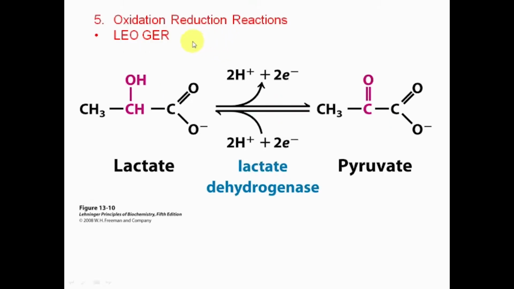So here's an oxidation reduction reaction. And I have a little mnemonic here just to refresh your memory on how oxidation reduction works. So Leo the lion says grr. Losing electrons is oxidation. Gaining electrons is reduction. So we could look at this reaction and we could predict if the forward reaction is reduction or oxidation. So we're losing electrons, and losing electrons is oxidation. So proceeding to the right, we have oxidation.